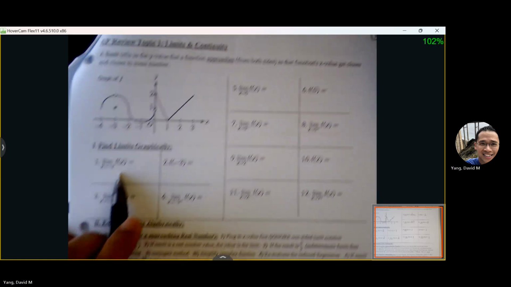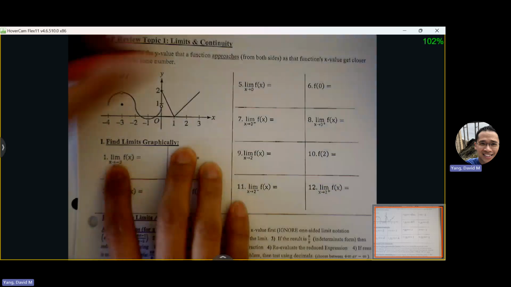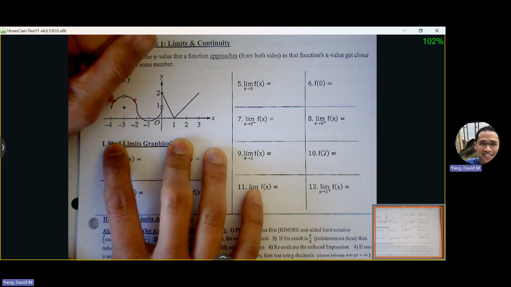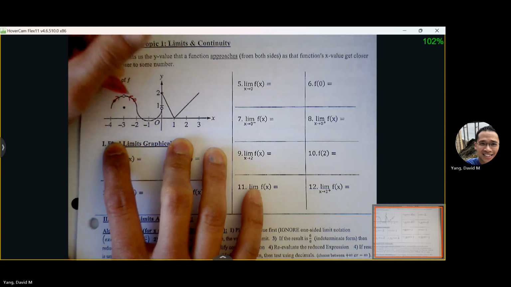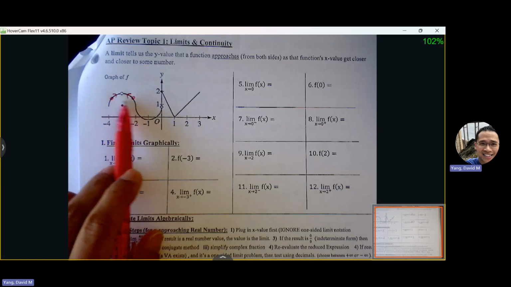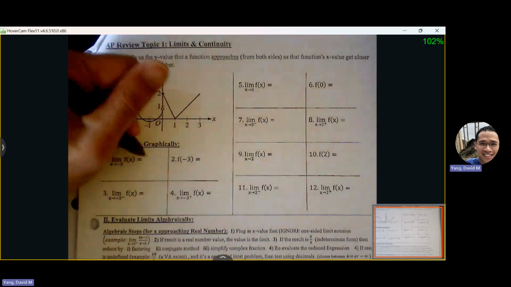So number one, find the limit as x approaches -3. I see that there's a hole at -3, but I'm going to highlight points on both sides of -3, and draw an arrow towards -3 along the path of the graph. Are the arrows headed towards the same y value? Yes, they're both headed towards a y value of 2. And so that's our limit.